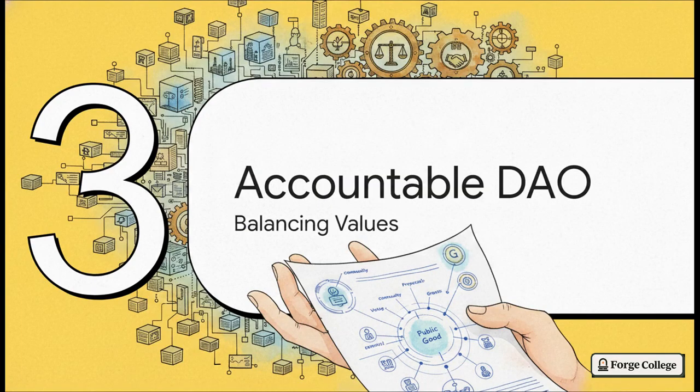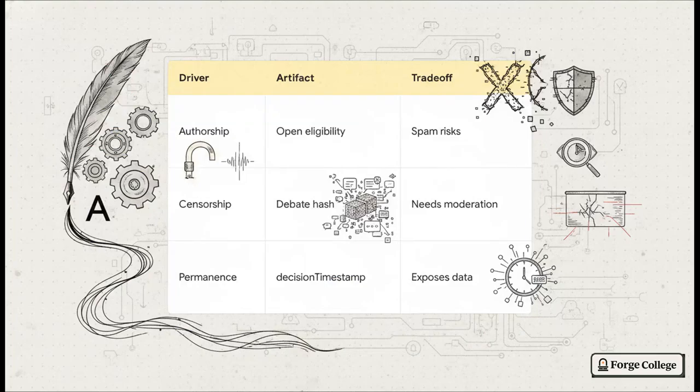Okay, section 3, building an accountable DAO. To really ground this, let's look at a concrete case study. Imagine we're drafting the blueprint for a DAO, a decentralized autonomous organization, whose sole purpose is to hand out public good grants. Think about your master blueprint for balancing values. You've got the philosophical driver, the on-chain artifact, and the ethical trade-off. Take collective authorship.